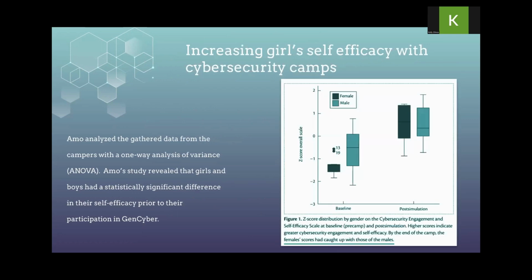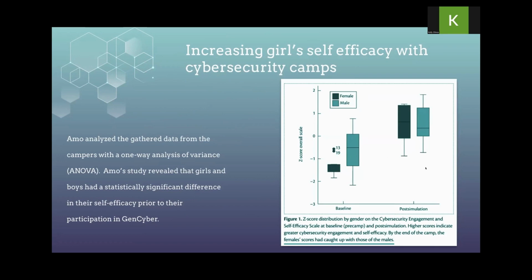And what the findings from this article reveal is that at the beginning of the first day of the camp, you can see the disparities here. Male students on the right side, and you can see their level of self-efficacy, and you can see that this bar is much wider and much higher than the one for girls, which is much more clustered.